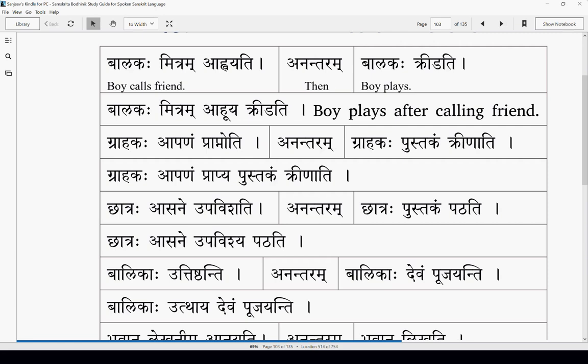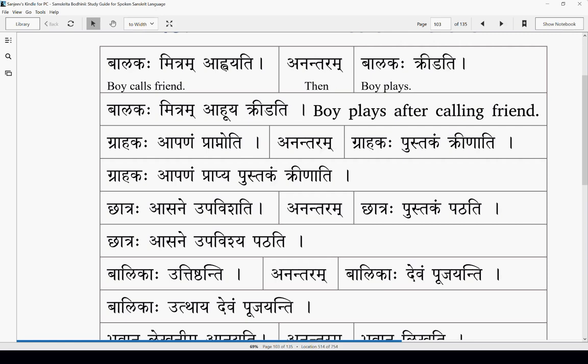So for prapnoti, instead of using tva, praptva, we should not use praptva. We should use lyap here: prapya. Similarly, upavishati, there is upa as upasarga here. Chatra asane upavishati, anantaram pustakam patati. Upa is the upasarga, so here it becomes upavishya. Chatraha asane upavishya patati. Not vishtva, not like that.